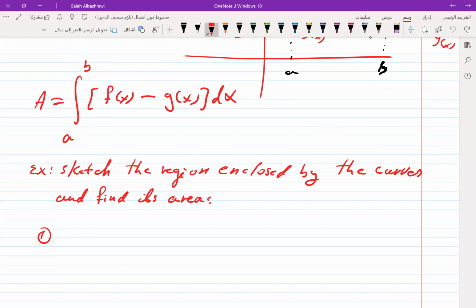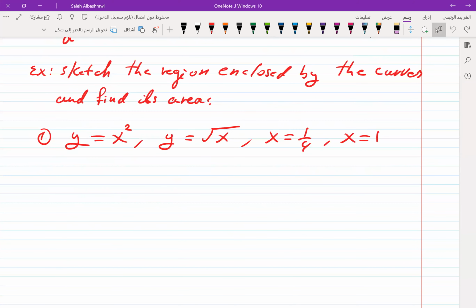Example number 1. We are given y equal to x squared, and another function y equals square root of x, and x equal to 1 over 4, and x equal to 1. First of all, let's sketch the region first. Just to know that without that we have only one area or two areas in this one. Because in some cases we will have more than one region enclosed between the curves.